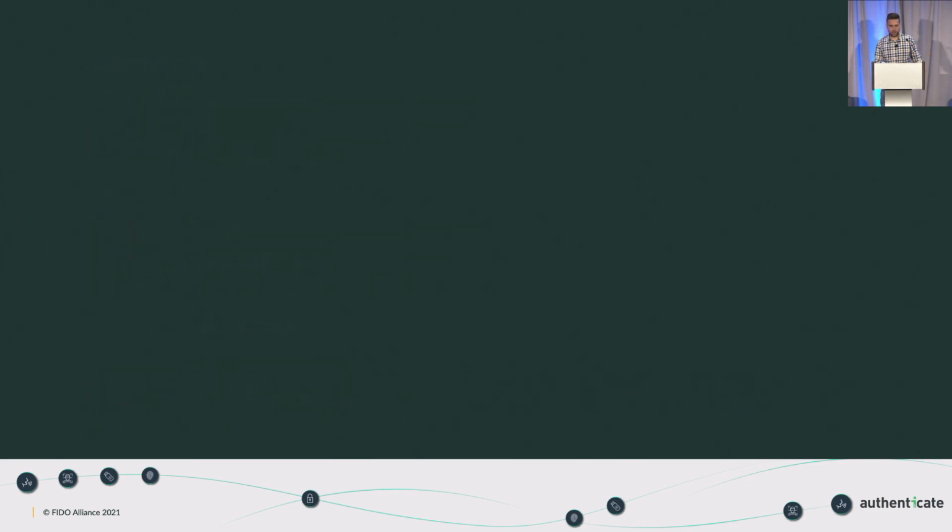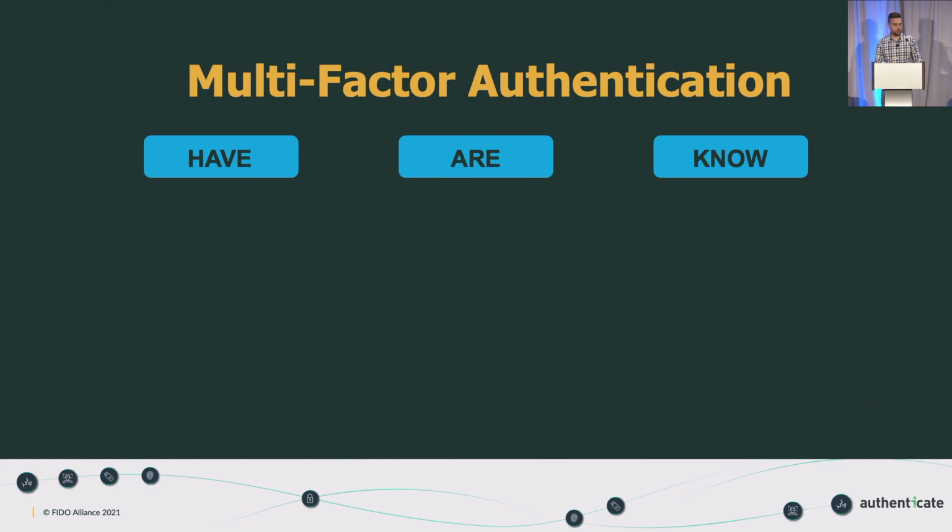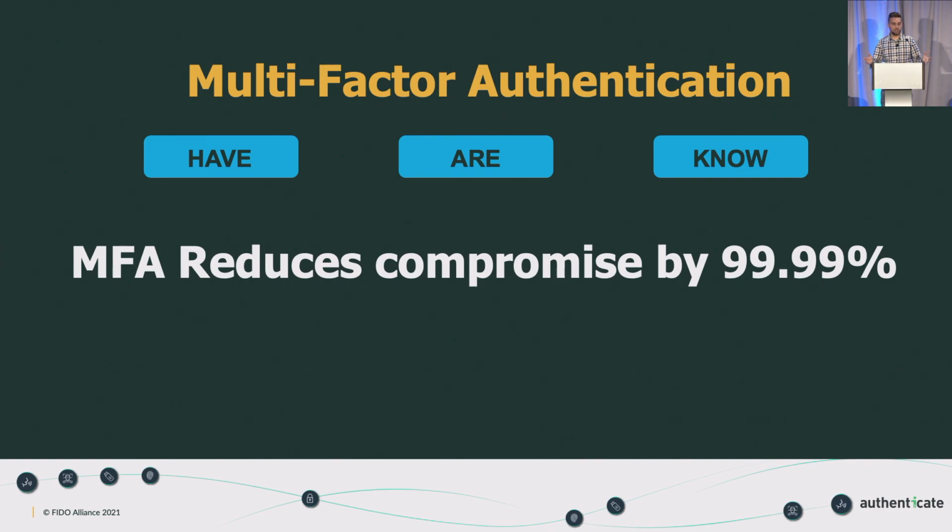We have multi-factor authentication. We know it's something that you have, something you are, and something that we know. And we took a look, and the data doesn't lie. MFA reduces compromise by 99.99%. It's very difficult to compromise an account that has MFA implemented. But that's not the whole story here. What we found is that when we implement MFA, there are some trade-offs, some significant trade-offs.